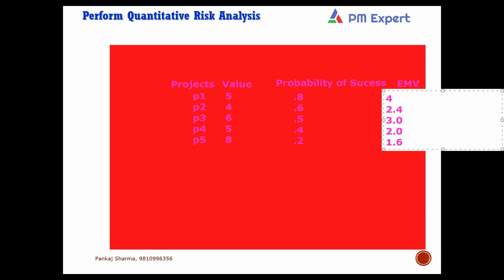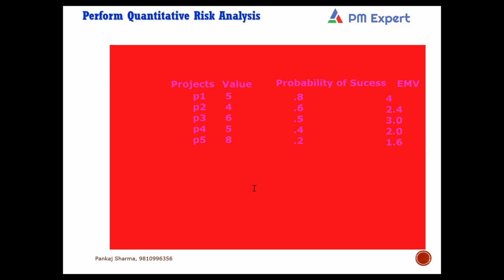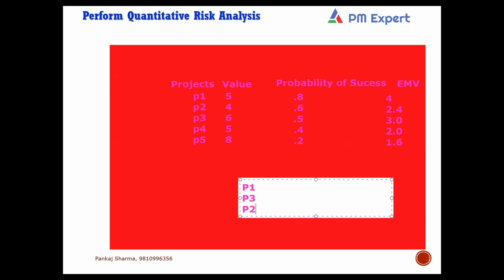Now, if we have to establish the project priority, P1 will be at the top. It will remain at the top. Next one should be what? P3. Then P2, and then P4, and then P5.